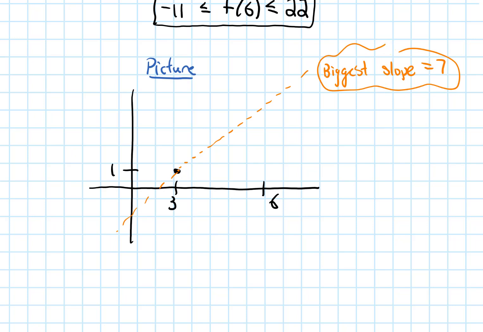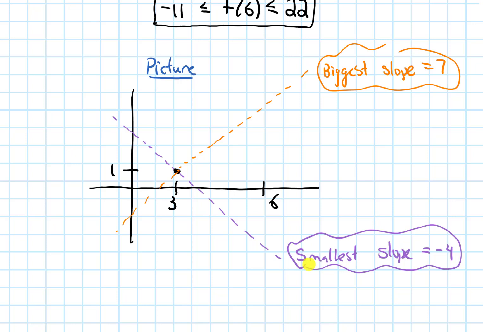And then similarly, the question told me what the smallest derivative could be. It says it was negative 4. So I'm going to draw a line with a slope of negative 4. I'll make that one a little bit flatter. So this is the smallest slope line. The smallest slope is negative 4. If the slope was just 7 the whole way, if the derivative was 7 the whole way, I would just travel along this orange line. And if the slope was negative 4 the whole way, I would travel along that purple line.